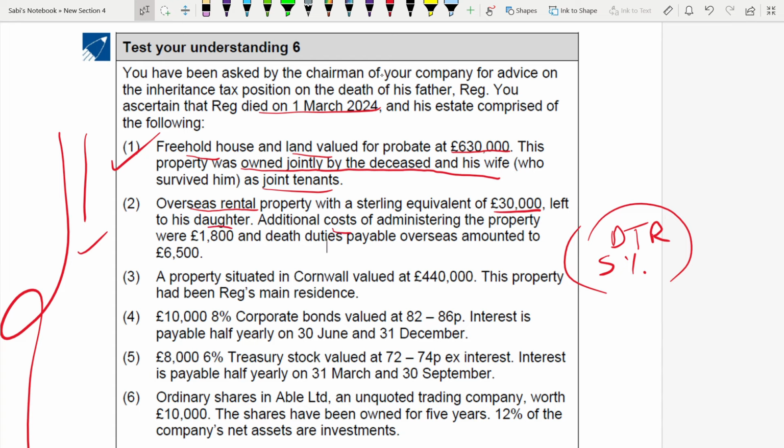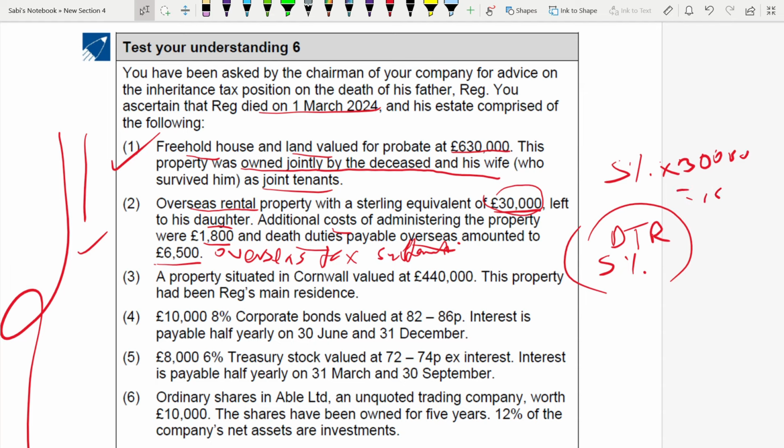Additional cost of administrating is 1,800 and death duties payable overseas was 6,500. This is overseas tax suffered. This you need in the DTR calculation. That is 6,500. The lower of UK IHT on the overseas property versus the 6,500, whichever is lower, is your DTR. And 5% of the expenses you have to take. 5% of what? 5% of this 30,000 you have to take. Only up to that amount you can deduct.